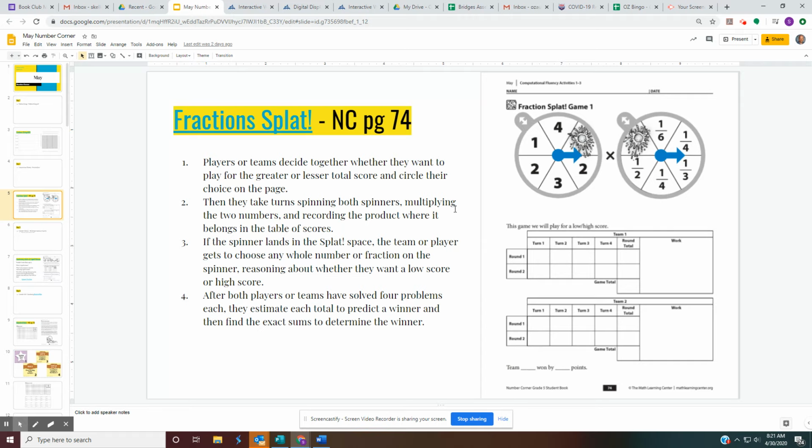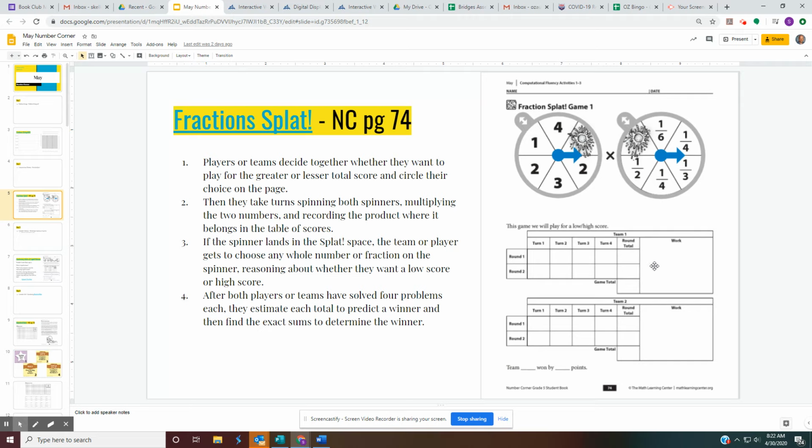If the spinner lands on a splat, which looks like an egg got thrown onto the board, the team or player gets to choose a whole number or a fraction. So if I'm playing you and I happen to land on a splat, you get to choose which of these numbers I have to use. You don't get to make up, like, I want you to use 1,472,000. No, you have to use either the 1, the 2, the 3, or the 4. Just to keep it fair, we don't want really long, big numbers, but we're just getting used to multiplying fractions by whole numbers again.